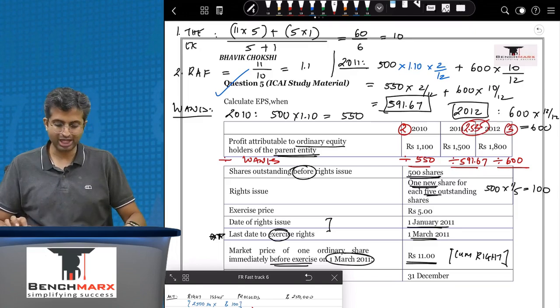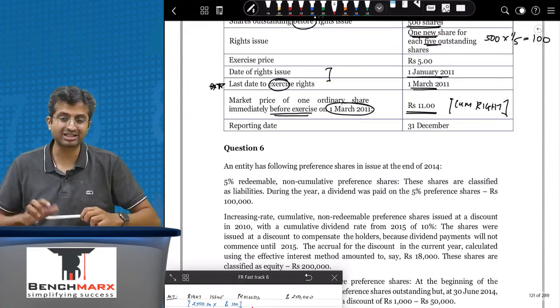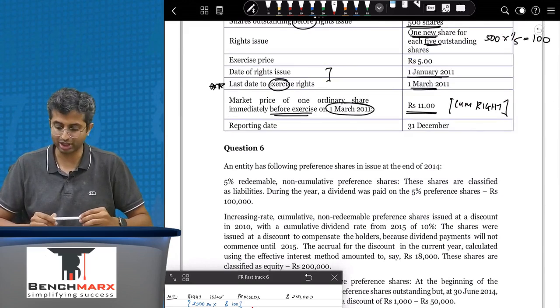Okay, so that takes care of question number 5. You can practice this once again to get a better understanding.